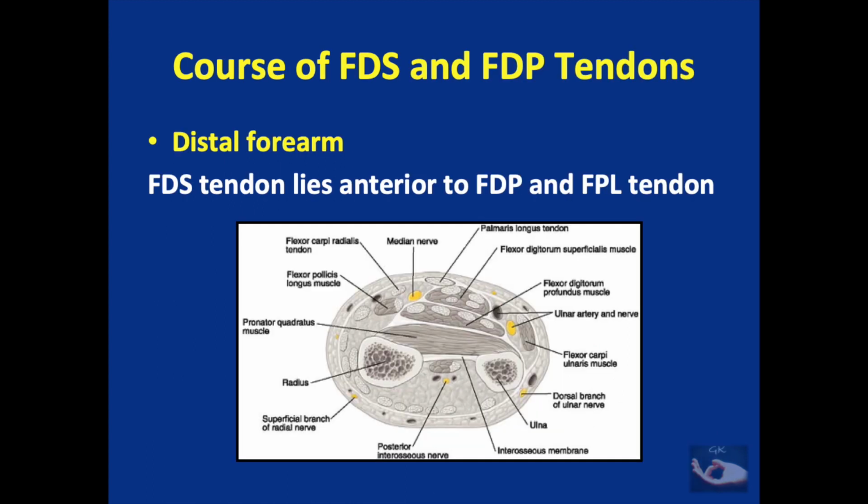As far as the flexor digitorum superficialis and flexor digitorum profundus tendons are concerned, in the distal arm, the flexor digitorum superficialis tendons lie anterior to the flexor digitorum profundus and flexor pollicis longus tendons. The FPL tendon along with the FDP tendons forms a sheet upon which the FDS tendons lie.